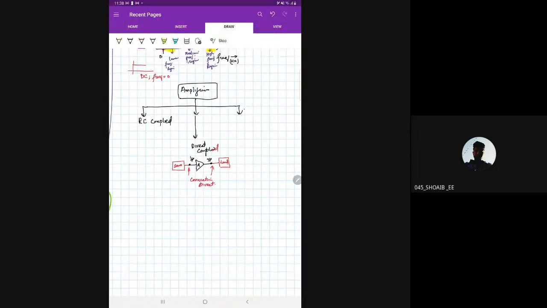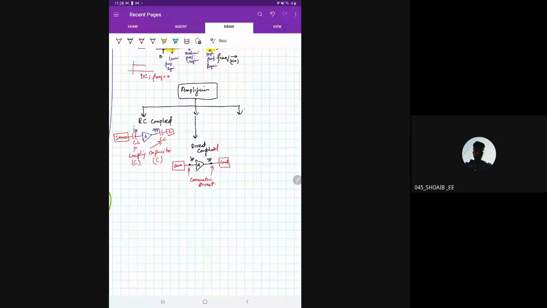Now in RC coupled amplifier, you can expect now another thing. In RC coupled amplifier, you have an amplifier here. This is its output and this is its input here. And you have a load here. Then you have a source here that will give you input. Now the source is connected with the amplifier with the help of a capacitor. The load is also connected with the amplifier with the help of a capacitor. These capacitors, they are known as coupling capacitors. CC means coupling capacitor. So this is first C, this is second C.